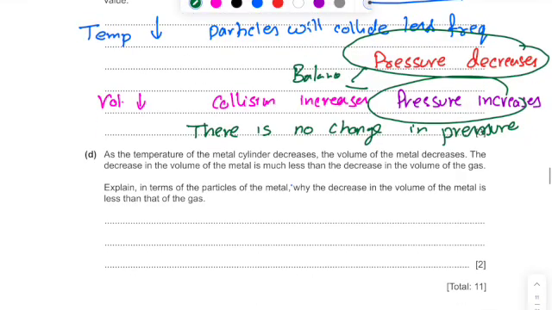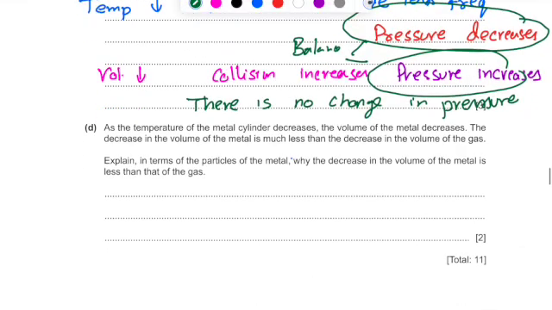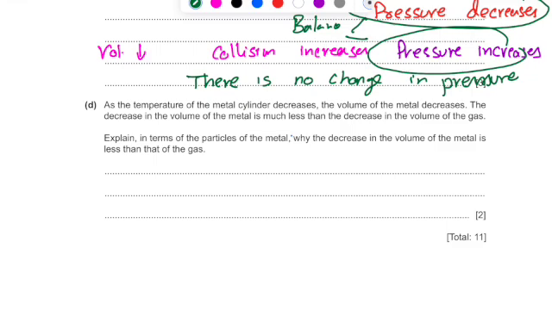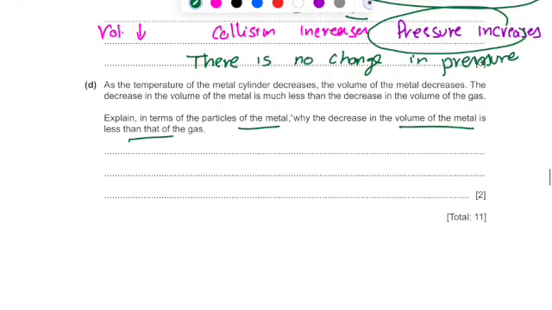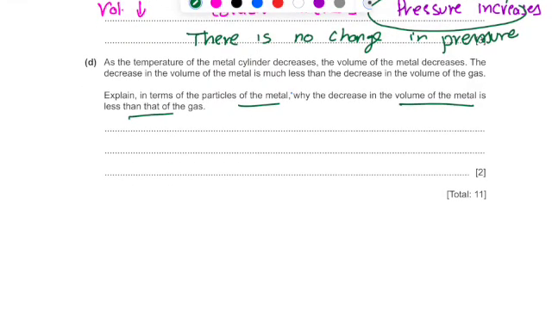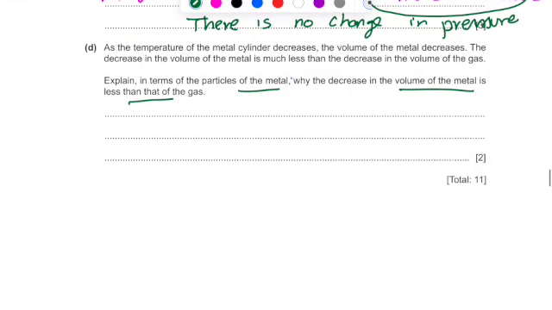As the temperature of the metal cylinder decreases, the volume of the metal decreases. The decrease in the volume of the metal is much less than the decrease in the volume of the gas. Explain in terms of the particles of the metal why the decrease in the volume of the metal is less than that of the gas. Because in the solid the molecules are very close to each other, and the attractive force is larger than that of the gas. Also the particles are closer to each other compared to the gas. So the volume will decrease much less compared to gas.